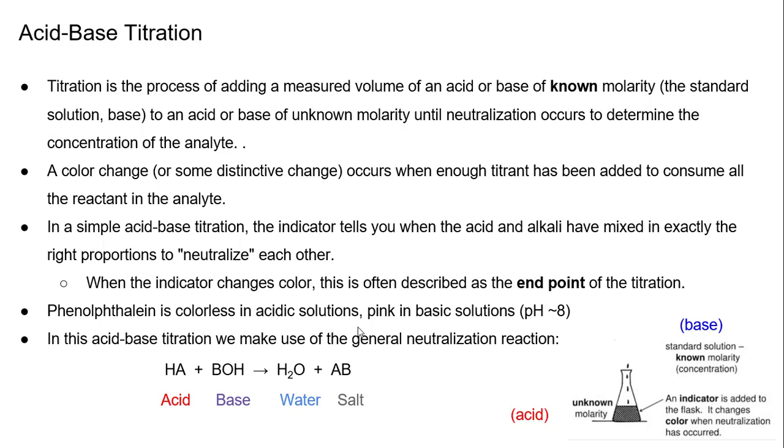A color change. You will have an indicator. In this case, it's phenolphthalein, but you won't need to worry about the name of it. It is a colorless solution in acidic conditions, and it is pink when it reaches a pH of approximately 8. Since an acid is in a low pH, it will take a little bit of time to rise. In a simple acid-base titration, the indicator tells you when the acid and the alkali have mixed in exactly the right proportions to neutralize each other out.